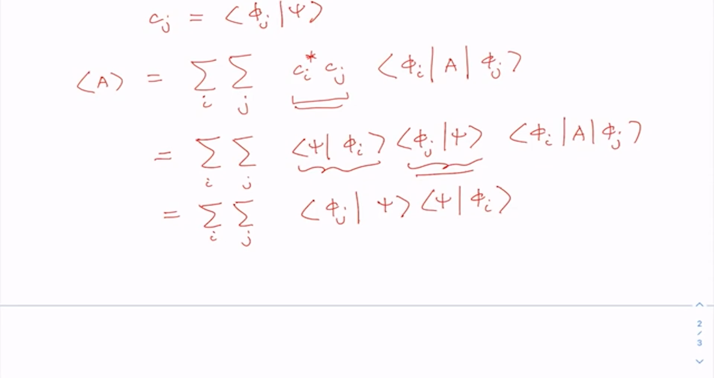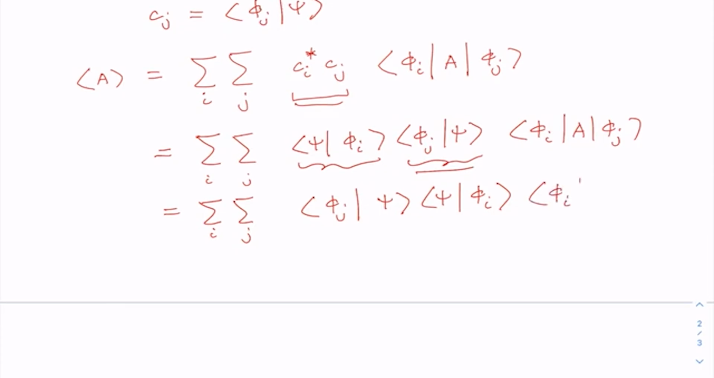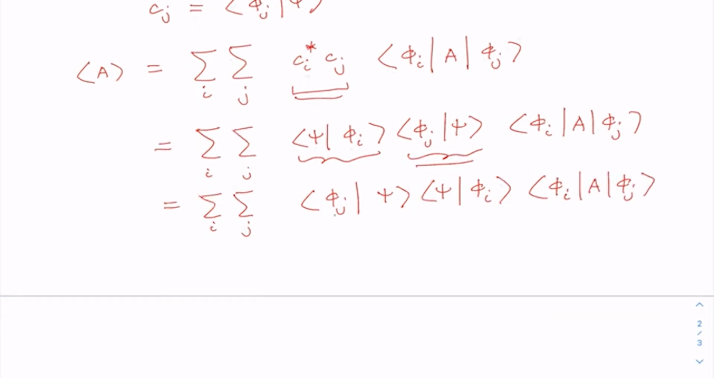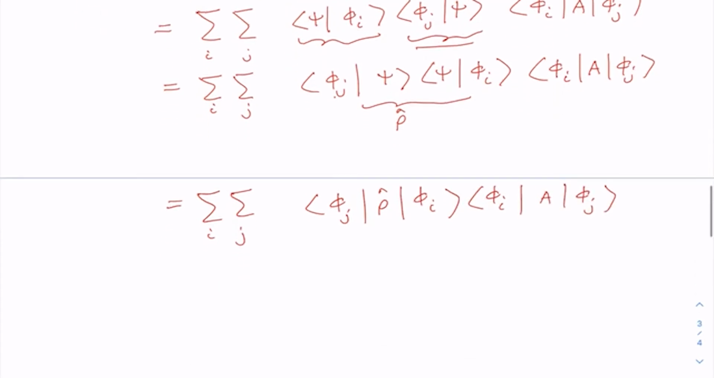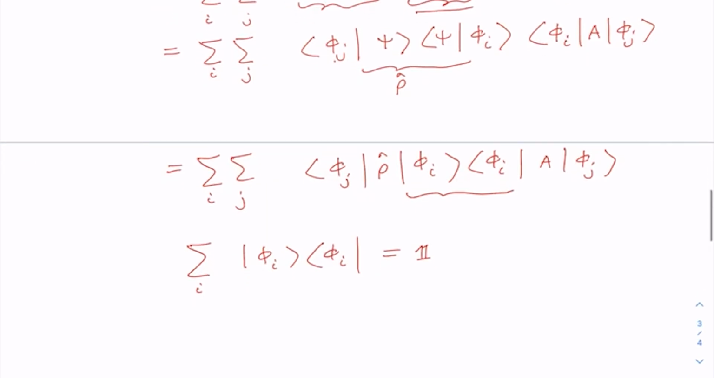Then what I will have is <phi_i|A|phi_j>. We can see that this is nothing but the density operator rho, so we can write the sum over i, j of <phi_j|rho|phi_i> <phi_i|A|phi_j>. Now I can invoke the so-called completeness condition, because phi_i are the basis states or the eigenstates. So this is the identity operator or identity matrix.